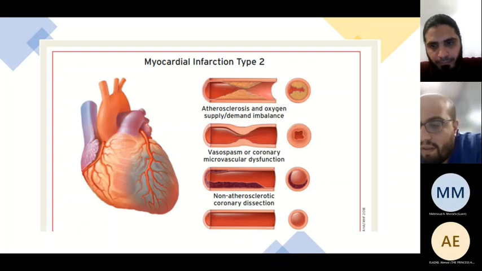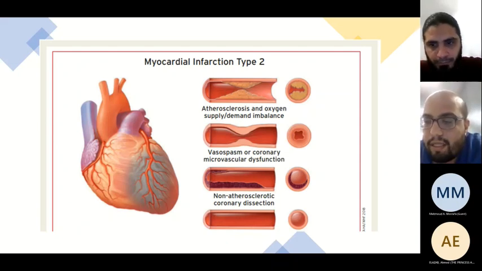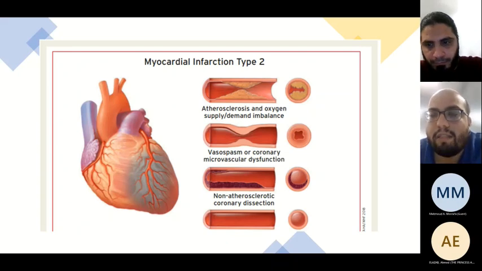So that's why it's different. It's completely important to differentiate between a type 1 and a type 2. The idea is basically that type 1 is driven by a plaque rupture. That's the primary thing, and that's why you give the patients aspirin and P2Y12 inhibitors, which are clopidogrel or ticagrelor, and you give them low molecular weight heparin, and the idea is to stop the thrombus from aggregating.